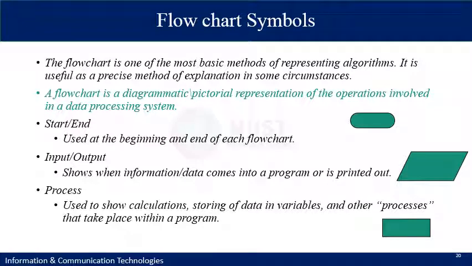So here are some symbols to represent flowcharts. If we want to represent a program or an algorithm as a flowchart, we have to use these symbols. These are the symbols which represent the structure theorems of algorithms. The flowchart is one of the basic methods of representing an algorithm, and it is useful as a precise method for explanation in some circumstances. A flowchart is a diagrammatical or pictorial representation of operations involved in a data processing system.